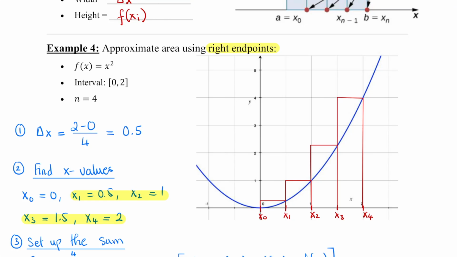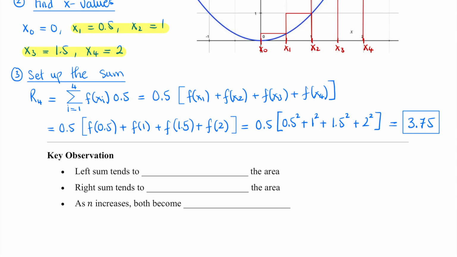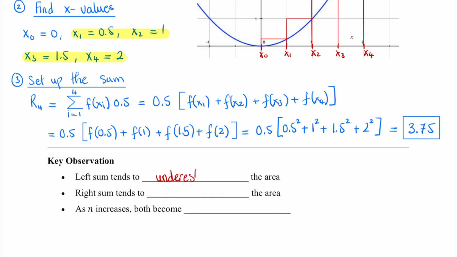Now let's compare this with the left endpoint result. The right sum is 3.75 and the left sum was 1.75. The left sum is too small and the right sum is too big. So the left sum tends to underestimate the area. And the right sum tends to overestimate the area. As n increases, both become closer to the actual area.